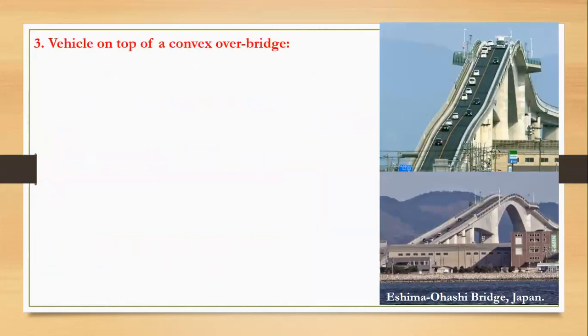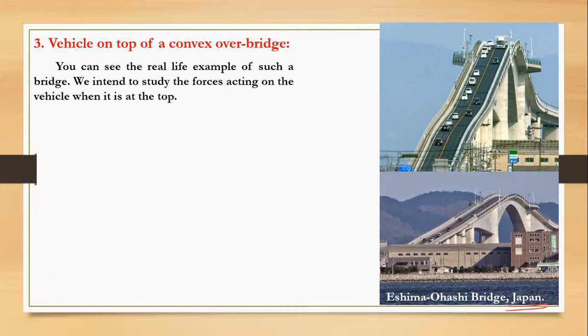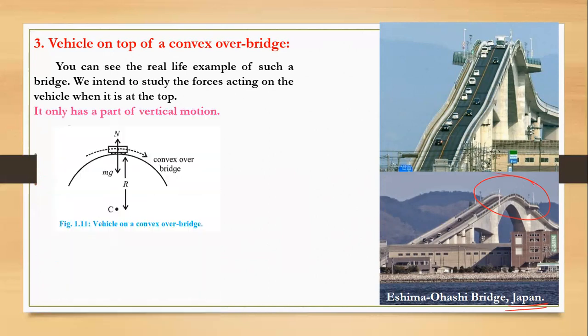After that, the next article is vehicle on top of a convex over bridge. You can see here a picture of a convex over bridge from Japan. So this is a real life example. Now we study the forces acting on a vehicle at the top of the bridge. When the vehicle reaches the top of the bridge, what are the forces acting on the vehicle that we have to discuss? Now let me draw a simple diagram.